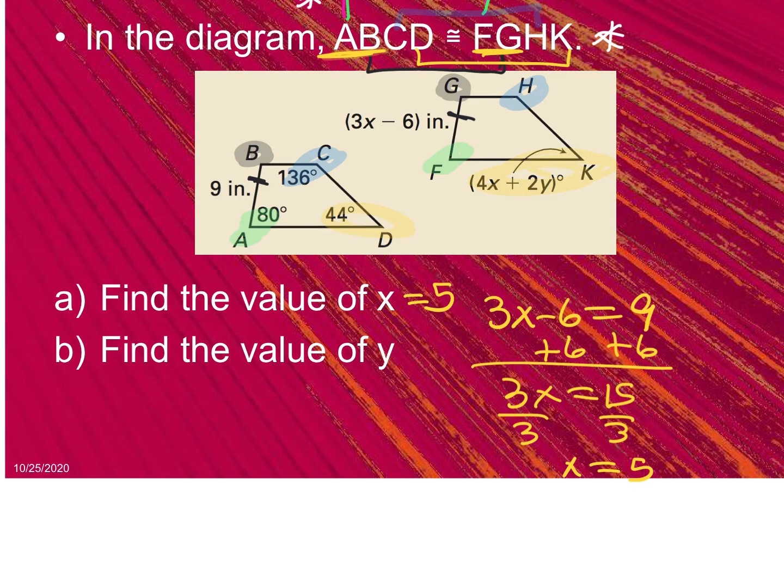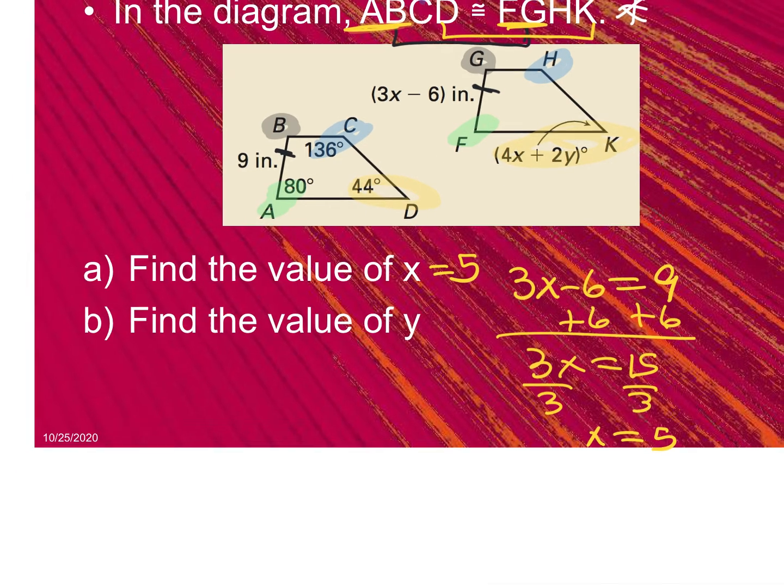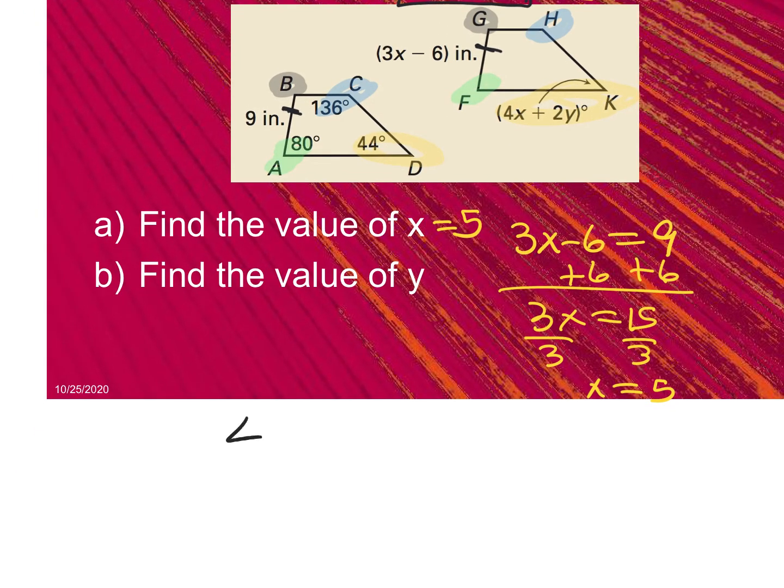Now, in order to do the next one, I'm going to use that X that I just found, and I'm going to set up my equation. Notice how I highlighted K and D in yellow, because K is the last letter in my statement, and so is D. So the equation I can set up to find Y is I'm going to set up 4x plus 2y equals angle D, which is 44.